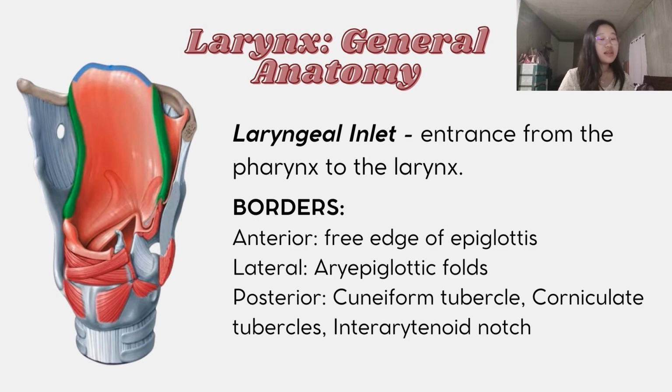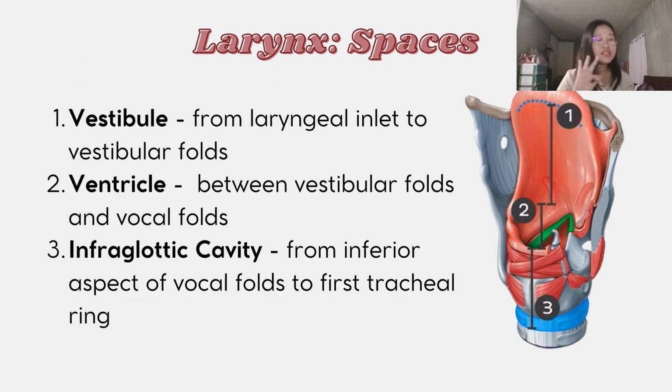Next is the larynx spaces. We have 3 spaces, which are the vestibule, the ventricle, and the infraglottic cavity. As you can see in the picture, the vestibule is from the laryngeal inlet to the vestibular folds. The second one is the ventricle, and it is between the vestibular folds and the vocal folds. And the third one is from the inferior aspect of the vocal folds to the first tracheal ring.